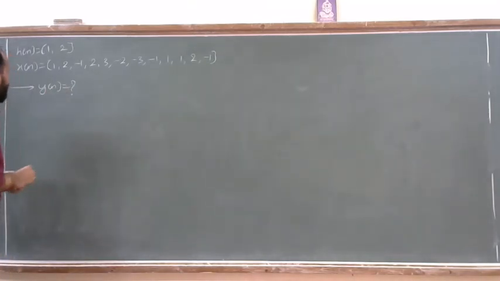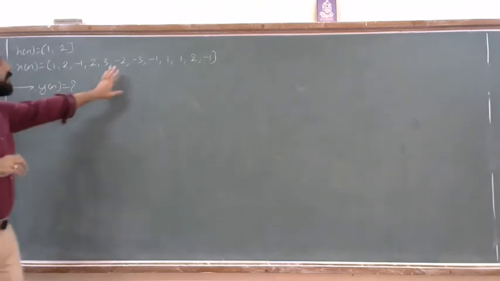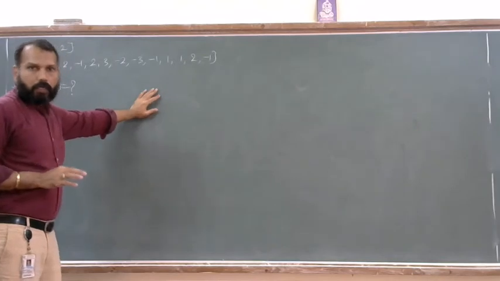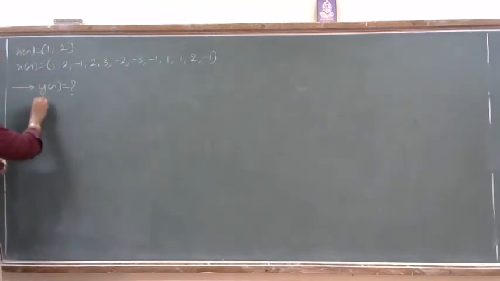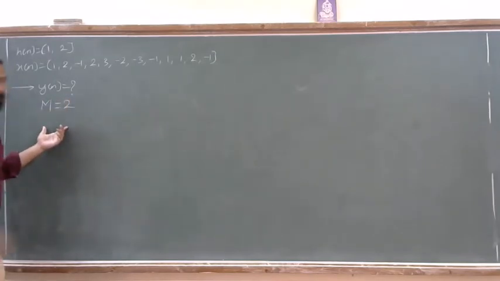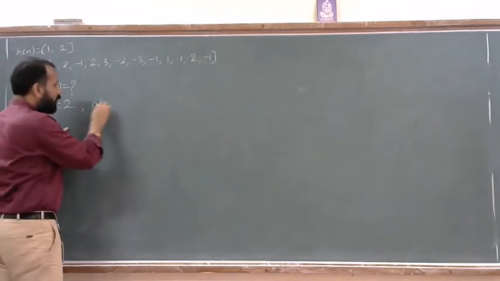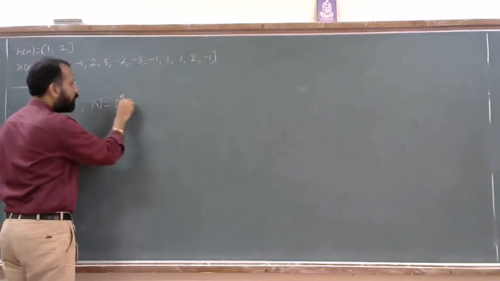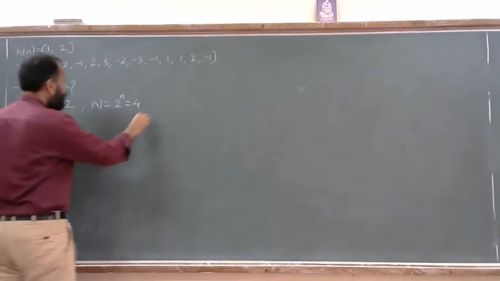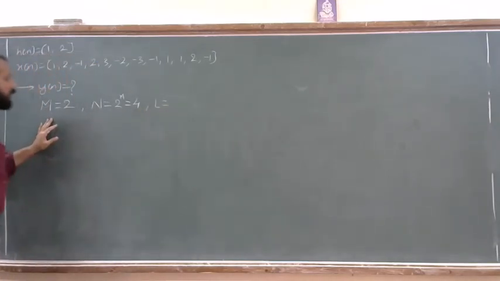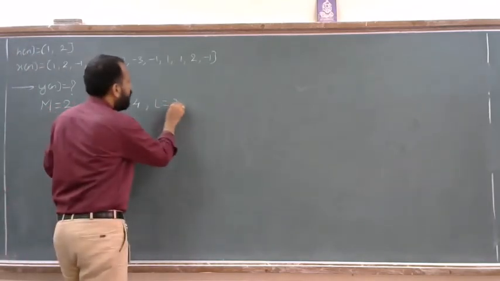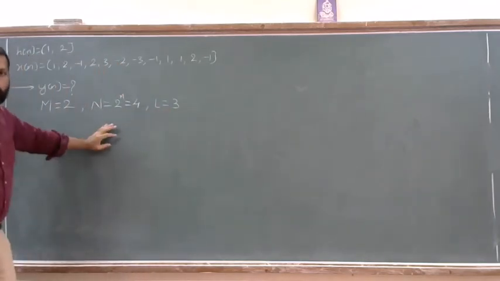How many point DFT and IDFT have to be used? They are not specified. For that, we take the help of the length of the impulse response. The length of the impulse response is 2. Based on this, we use capital N, which will be 2 to the power n, and in this case it equals 4. So for m equals 2 and N equals 4, L will be equal to 3.